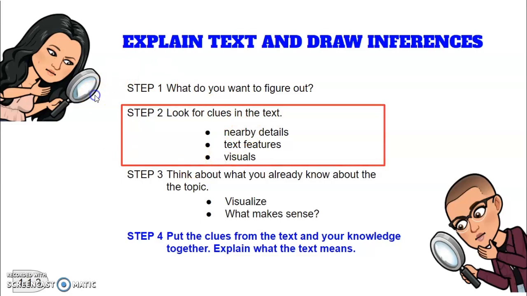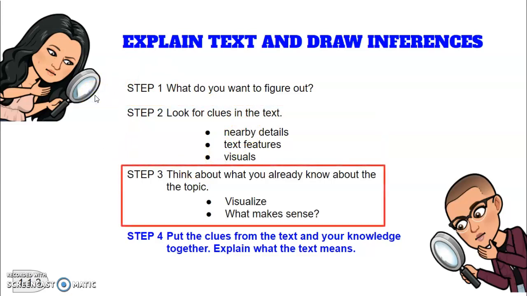And our third step is to think about, what do I already know? What do I already know about this topic? So let's go over it again. First step, what do I want to figure out? Second step, look for clues in the text. Step 3, what do I already know about this topic?